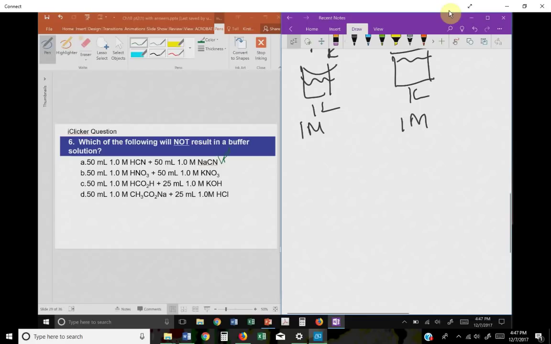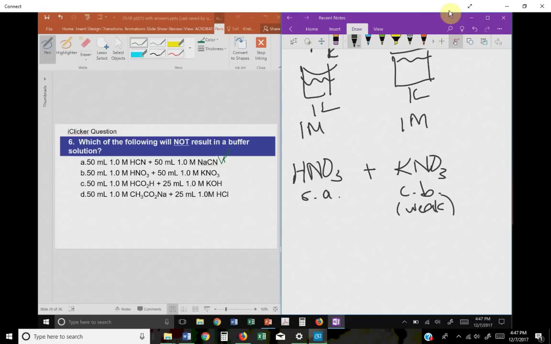we have a strong acid. HNO3 is a strong acid plus the salt of its conjugate base. Now, you know that if I have a strong acid, then the conjugate base is going to be weak. And we know if we have a weak conjugate base, then it's not going to readily accept a proton.